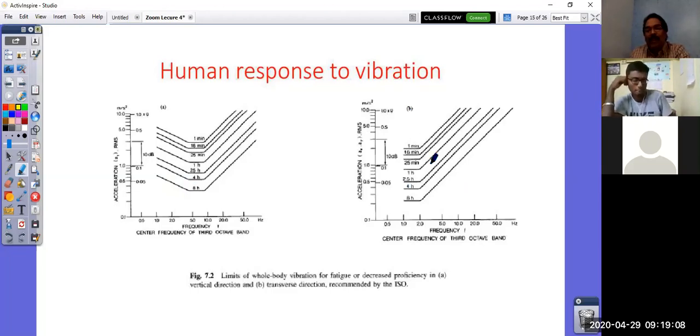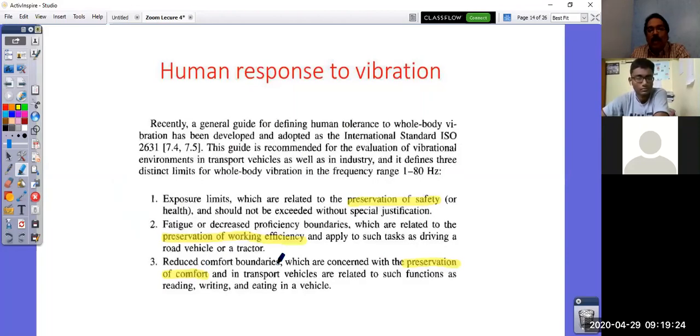And this graph is for the fatigue and decreased proficiency limits. Fatigue and decreased proficiency limits means what? A driver could comfortably drive the vehicle. Reduced comfort boundaries refer to normal functioning inside. So when you are traveling, you are able to read, write, or eat in the vehicle without any problem, then you'll have a lower amplitude of vibration. When it is from the safety point of view, you are not much worried about comfort. That means the safety is to be preserved, and for the exposure limit, the amplitude can be more. So your vibration amplitudes are higher, it's a safe vehicle, but it is not a comfortable vehicle.